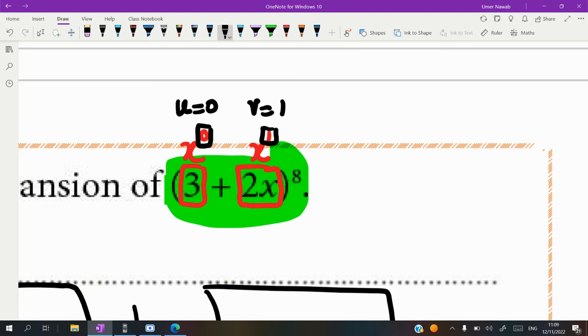So v is 1. If I ask you what u is, you look at the first term and see, is there any x? There is no x, so it means x power 0. So 0 is your u. In the second term, it is 2x, so the power of x is 1, so v is equal to 1. And the last thing is 8, which I will call n as usual. These are the 3 things you will notice from that expansion.